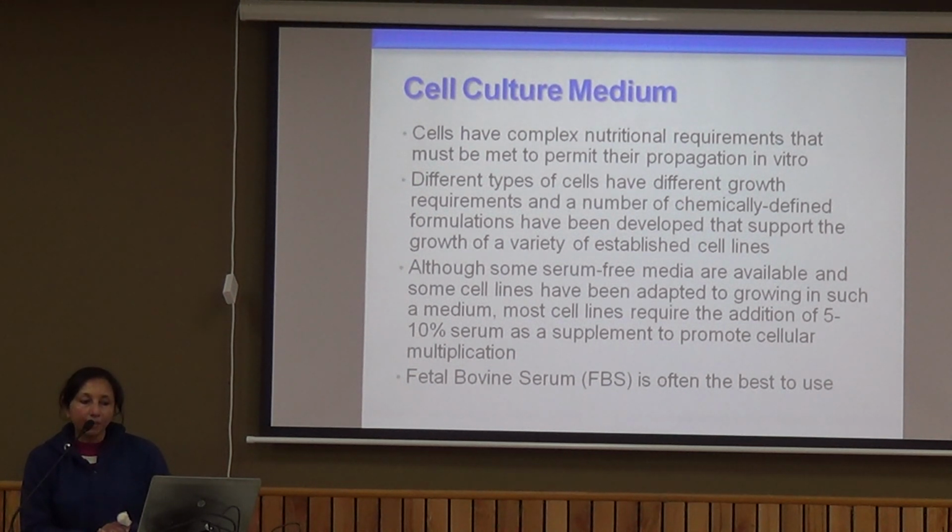So a number of chemically defined formulations are available and have been developed that support the growth of a variety of established cell lines. Although some serum-free media are available and some cell lines have been adapted to growing in such a medium, most of the cell lines require addition of approximately 5 to 10% serum as a supplement so that cellular multiplication is promoted. Fetal bovine serum is the best one.